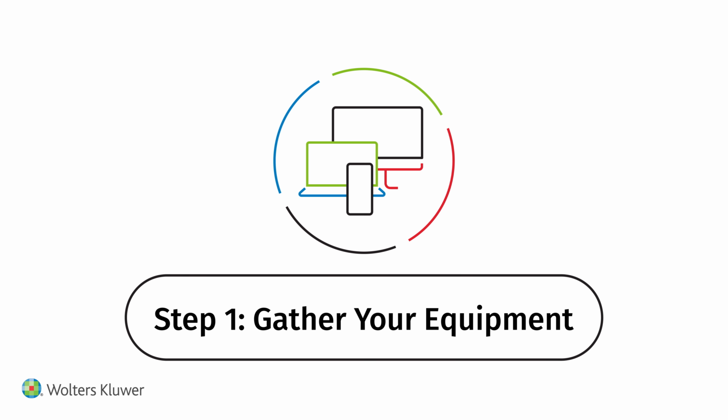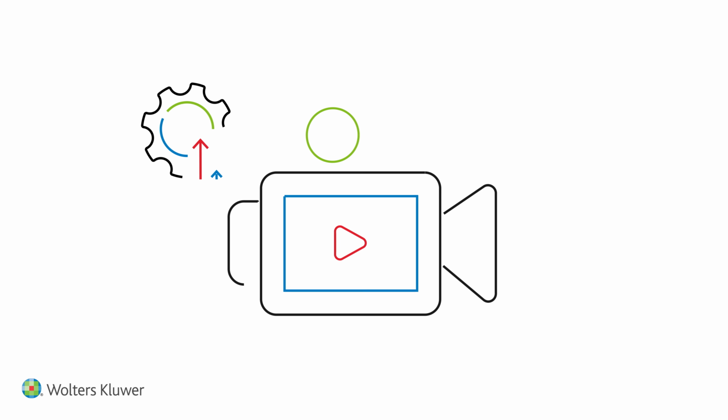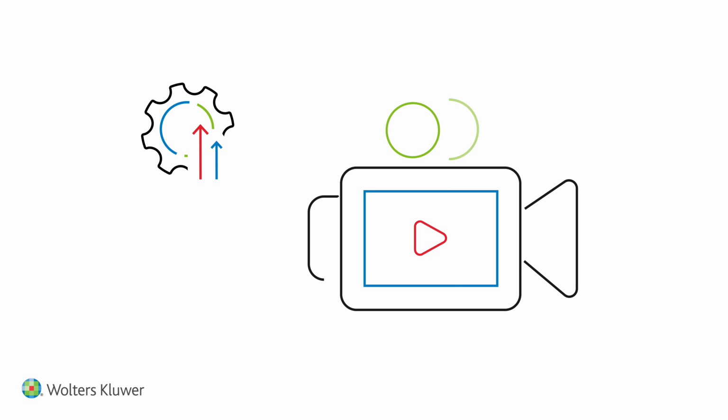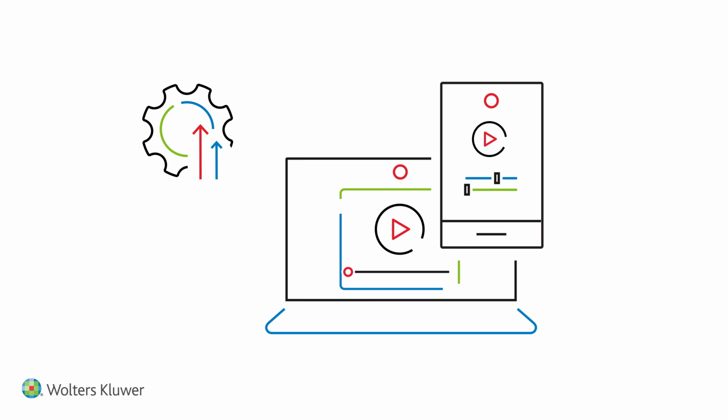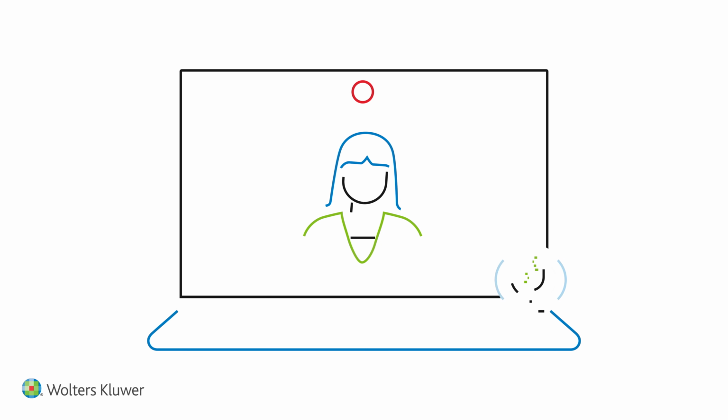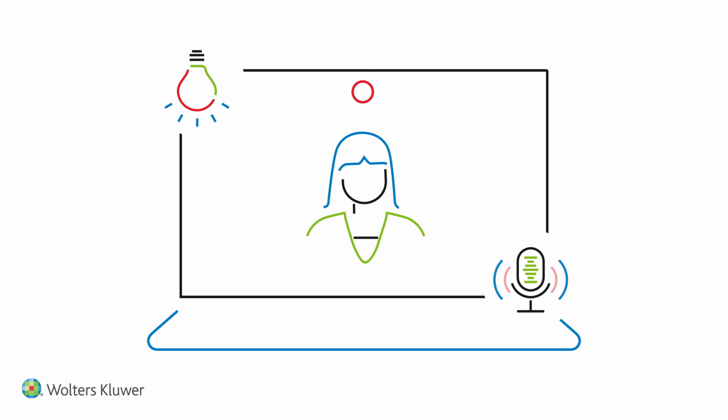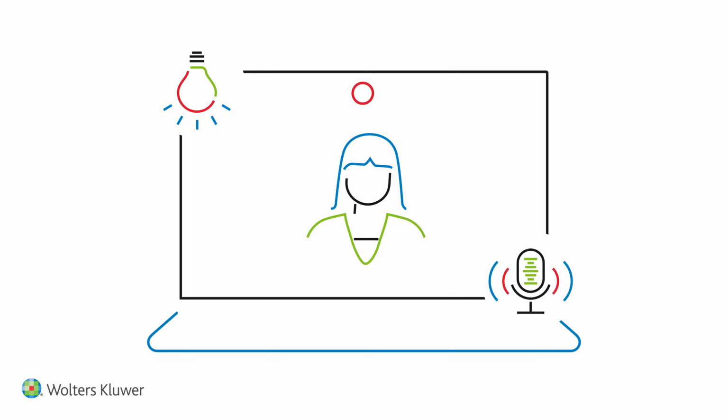Step 1. Gather your equipment. You don't need professional video equipment to create a compelling video abstract. Most modern laptops and smartphones have high-quality cameras and editing software built in. Ensure you have a quiet and well-lit space for recording to enhance video quality.